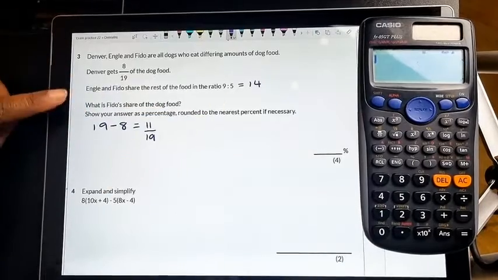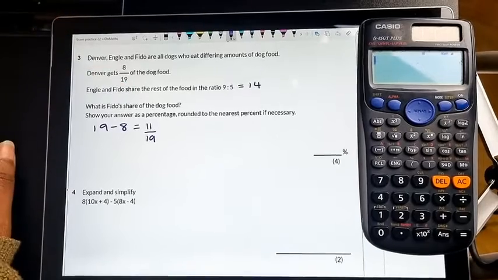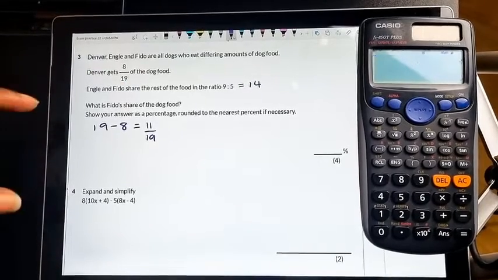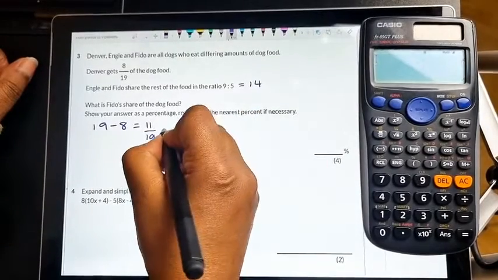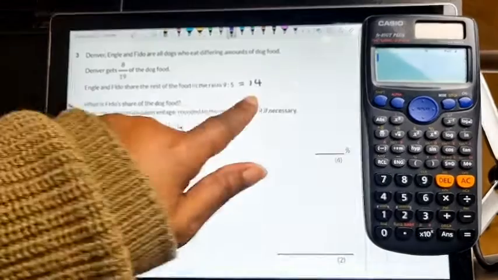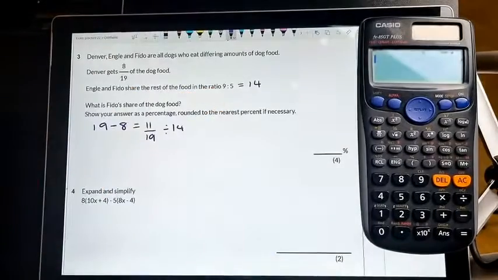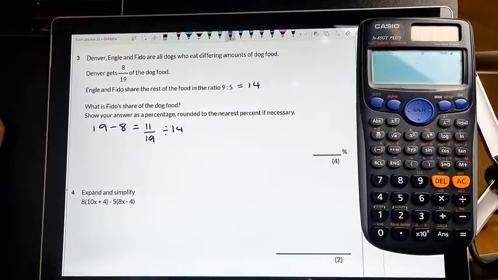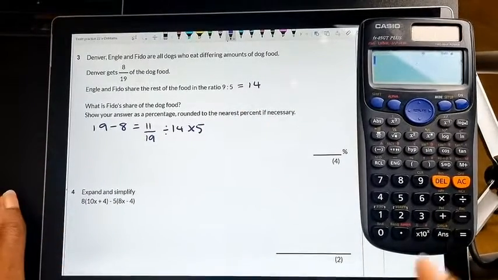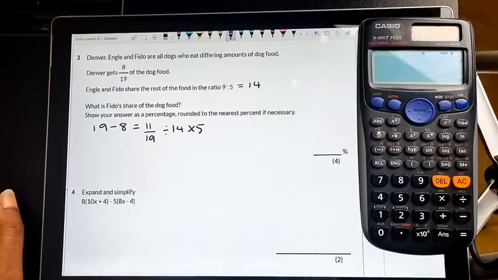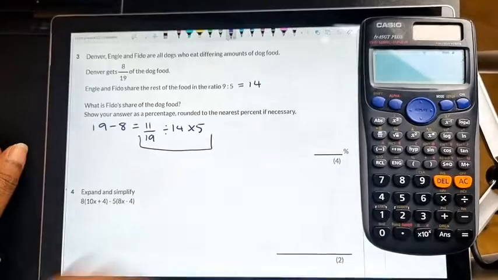So we know the ratio for Eagle, and we know the ratio for Fido. So what we have to do now is find out what is Fido's share of the dog food. So knowing that, we need to divide that by 14 because that's the total for the ratio. Okay? And then you need to multiply by the actual Fido's ratio. So you times that by 5. So we have now an equation that we can plot on the calculator and save time, okay? Guys, I want you to save time in exam. You plot exactly that onto the calculator.